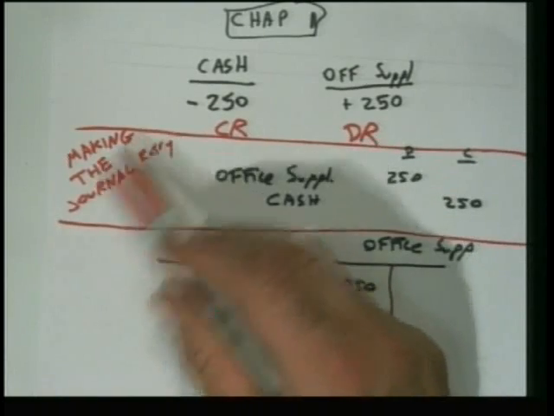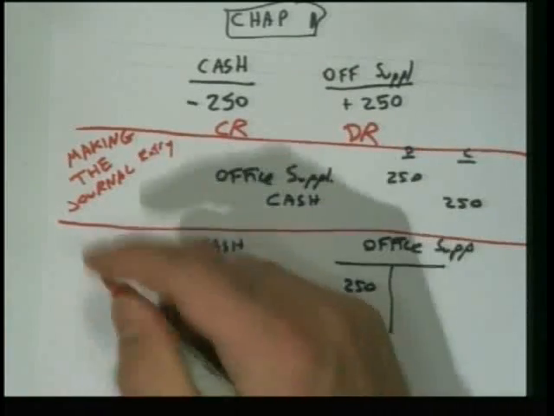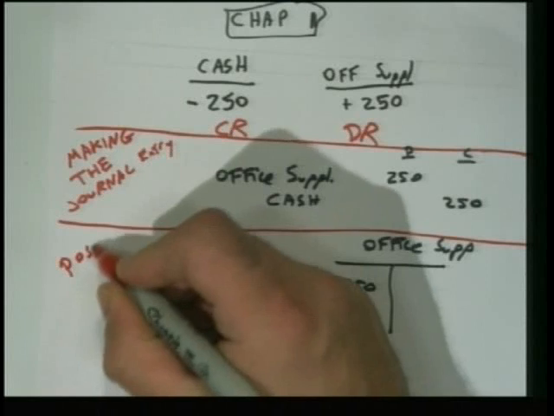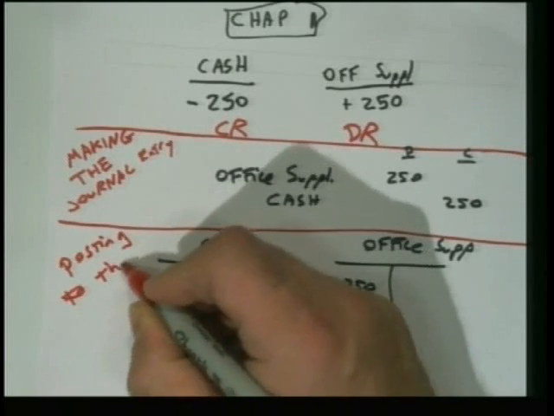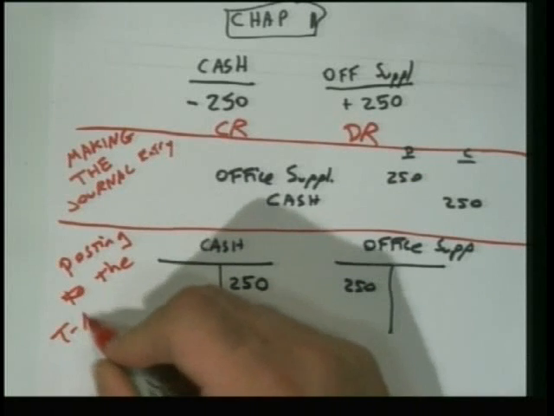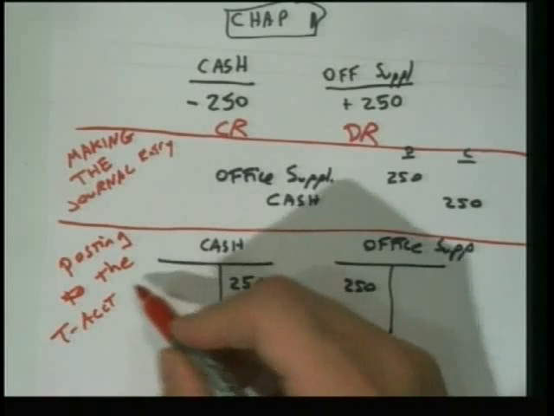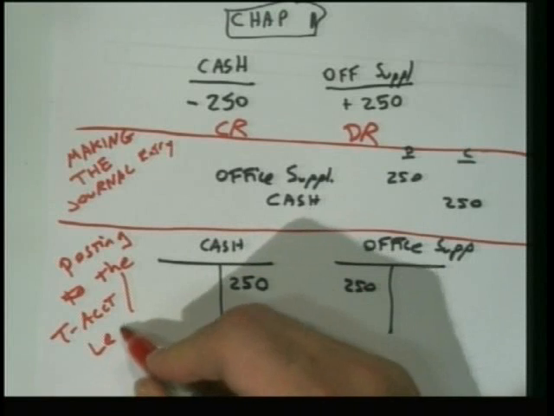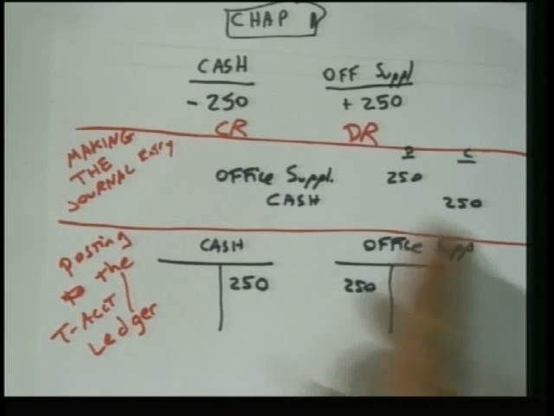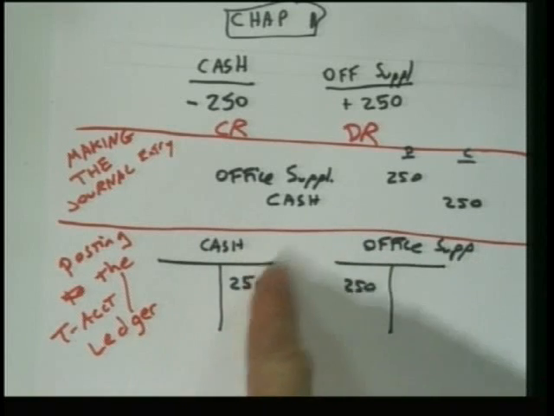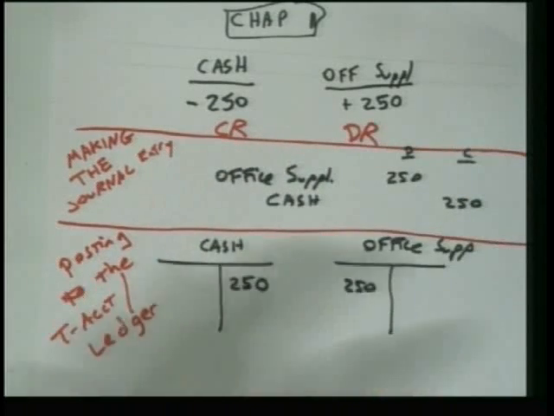Now, I want to be real clear here. This is called making the journal entry. Down here, what we call this is posting to the T account or the ledger. And we talked about the ledger last lecture. This is posting to the T account or ledger. This is making the journal entry.